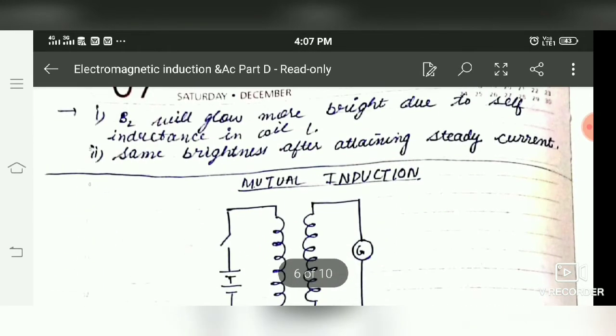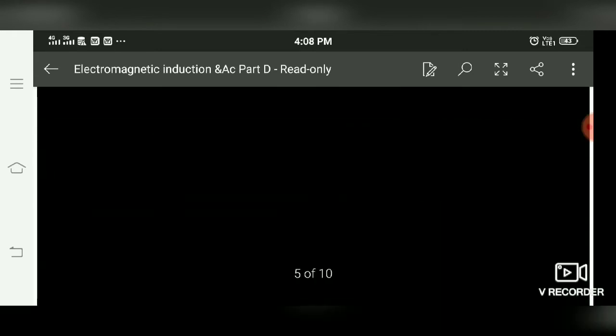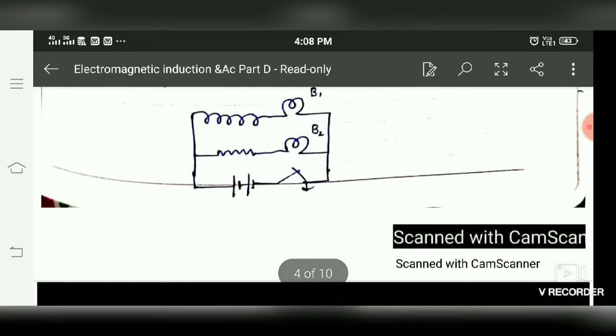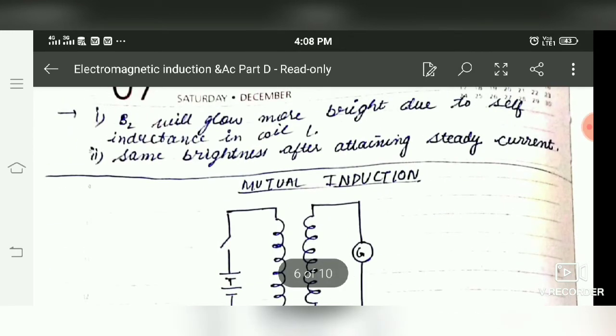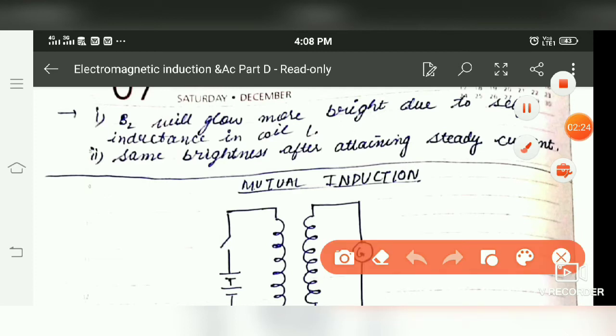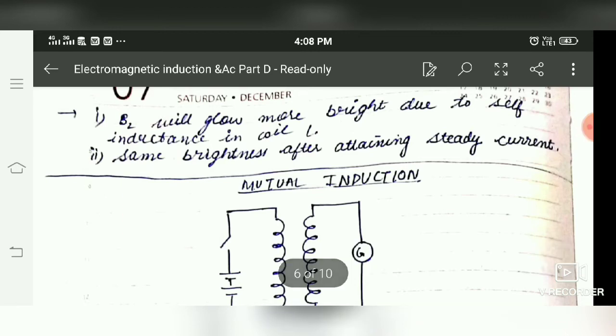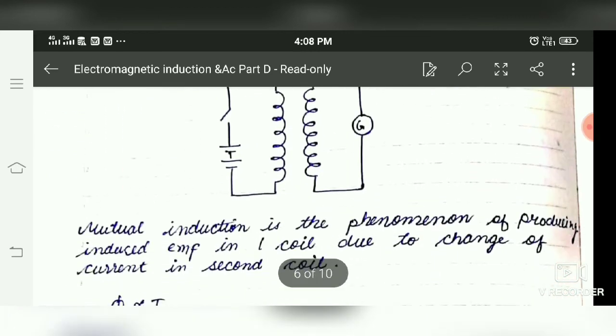As we know, the first one is the inductor, the second one is the resistor, and an inductor always opposes the cause of its production. So B2 will glow more due to the self-inductance in the coil. They will have the same brightness after a long time has passed, because then they acquire a steady current and glow with the same brightness.